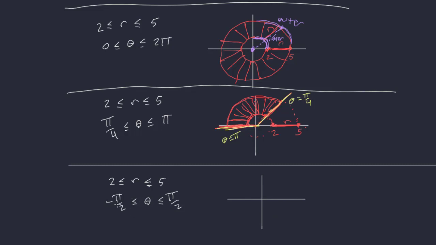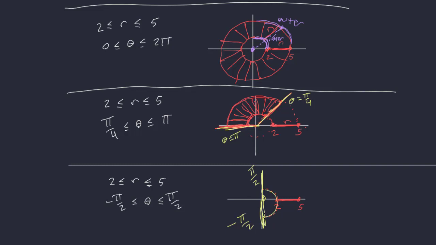For this next example, let's look at r basically staying the same, but now we're going to let theta go between negative pi over 2 and pi over 2. All right, so r goes from 2 to 5. And then negative pi over 2 to pi over 2, well, that's essentially doing this, right? So our starting theta is here, and our ending theta is here.